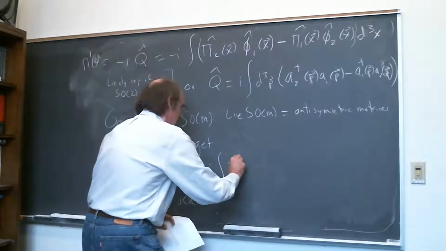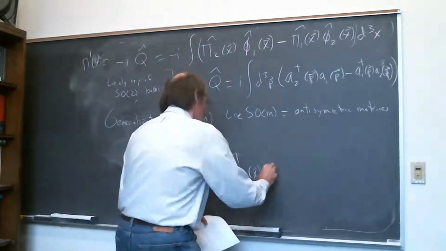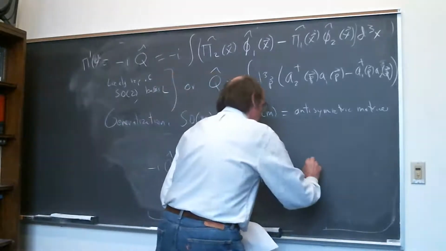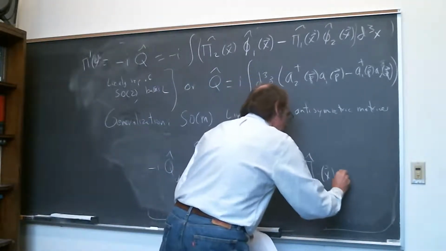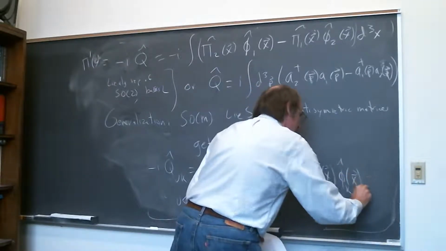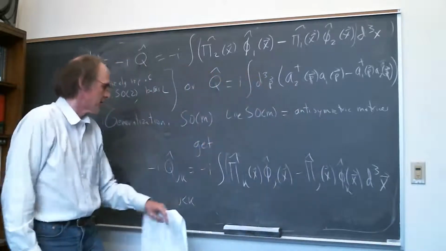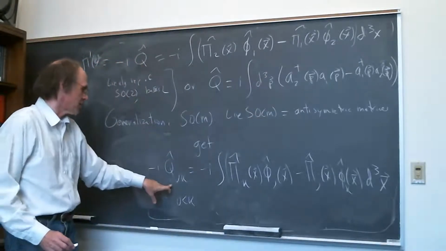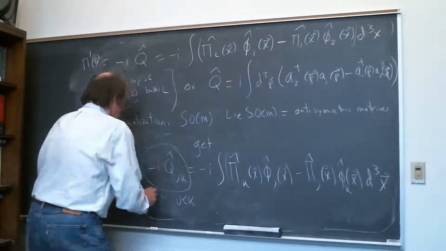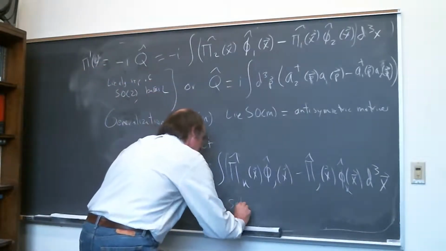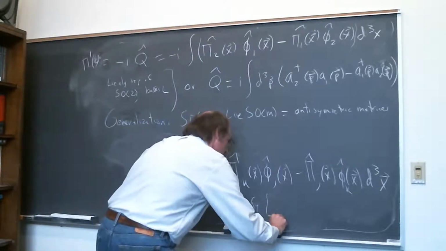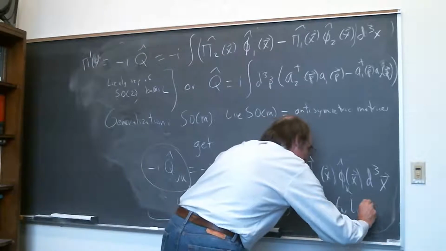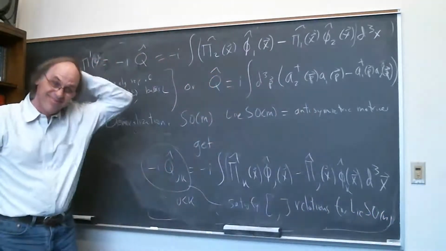Same kind of thing here, but it's just pi hat K of x vector phi hat J of x vector minus the same with J and K exchanged. And you can write the similar thing in terms of the p's. So what this gives you is that these satisfy the commutation relations for the Lie algebra of SON.